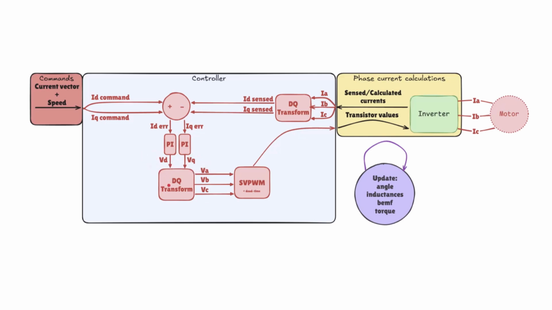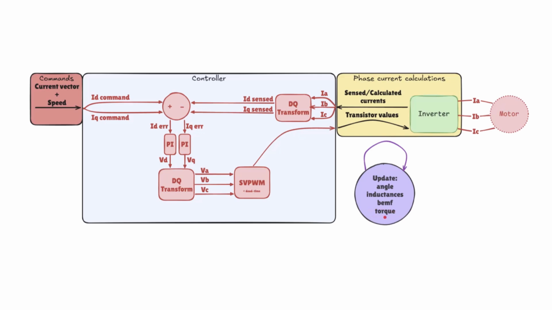Next up, we need to take these voltage commands and transform them into PWM commands. These PWM commands must also take dead time into account. Now, before we start solving for the phase currents, we need to update some additional parameters, some of which we'll use to solve those equations. The rotor angle, the inductances, the back EMF, and the resulting torque.